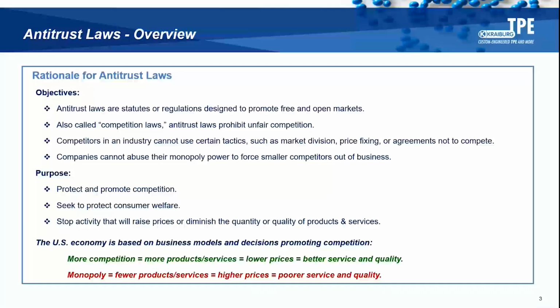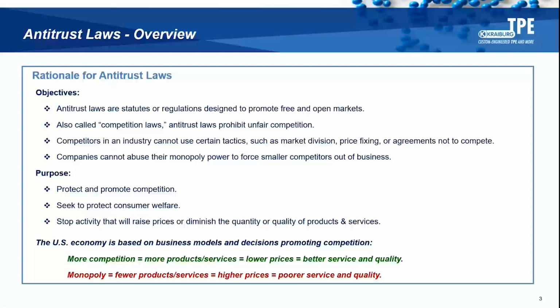The rationale for antitrust laws, first of all, the objectives. Antitrust laws are statutes or regulations that are designed to promote free and open markets. They're also referred to as competition laws, and essentially antitrust laws prohibit unfair competition and again, promote free and open markets. Competitors in an industry are not permitted to use certain tactics such as market division, dividing up markets, price fixing, or agreements not to compete with certain segments of the market or excluding customers or other suppliers from competing in a specific segment of the market.